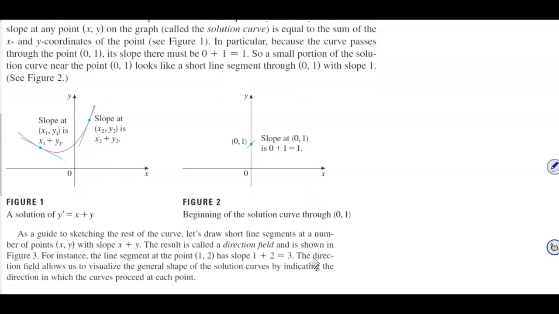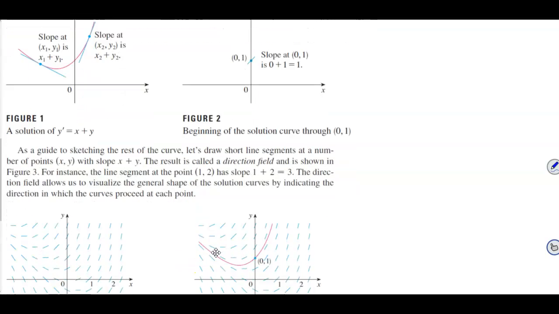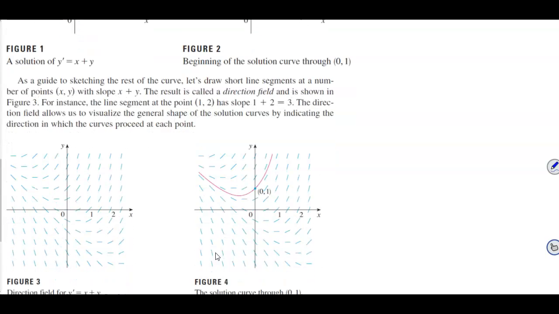Now, as a guide to sketching the rest of the curve, we would draw short line segments at a number of points (x, y) with the slope x plus y. And the result is called a direction field, and it's going to be shown here in figure 3. So for instance, if we look at the line segment at the point (1, 2). So here's our graph, here's 1, and there's 2.